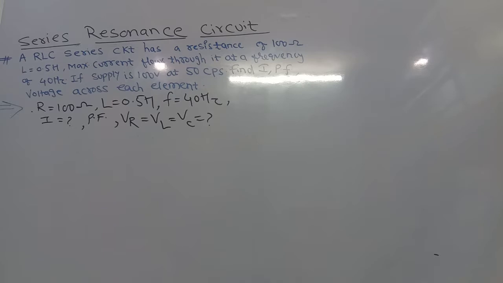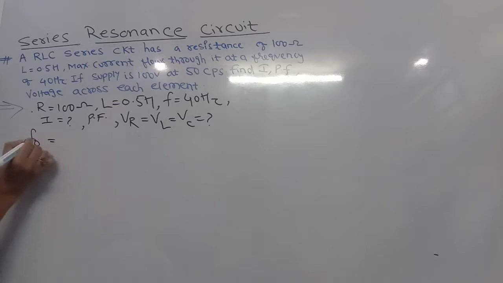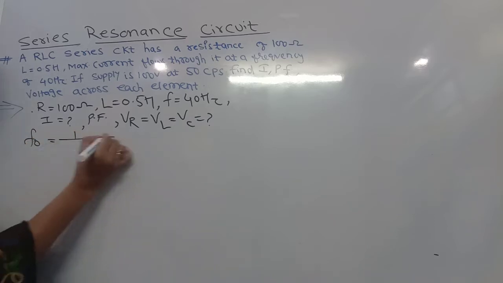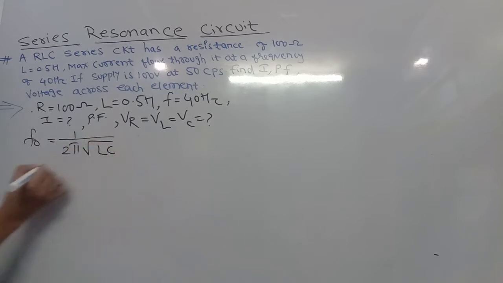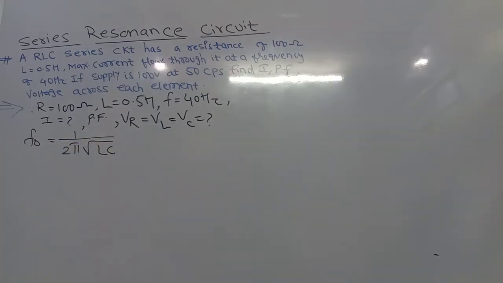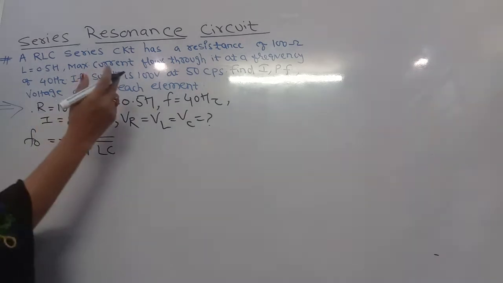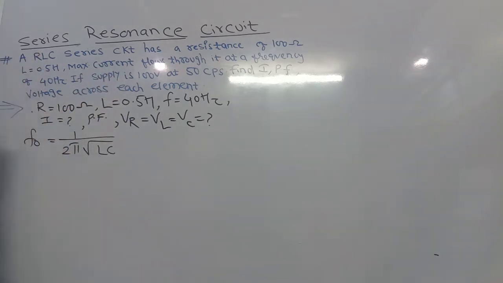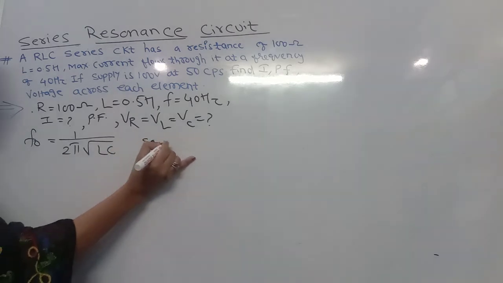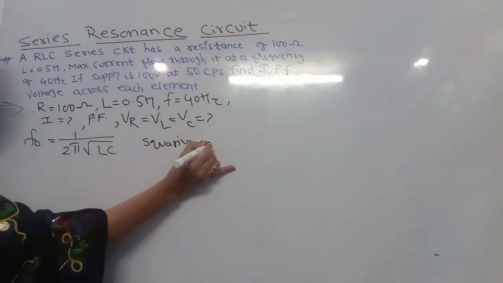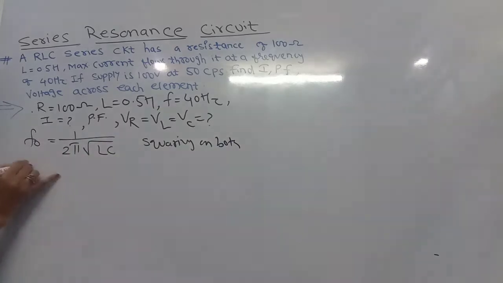So how can we start? We can start here. The resonance frequency is denoted by F0. Resonance frequency F0 in the series circuit can be calculated as 1 divided by 2 pi root of LC. Why are we going to calculate this? Because we don't have the value of the capacitor in this case. We have L, we have R, but we don't have C. So squaring on both sides, you will be able to find C.